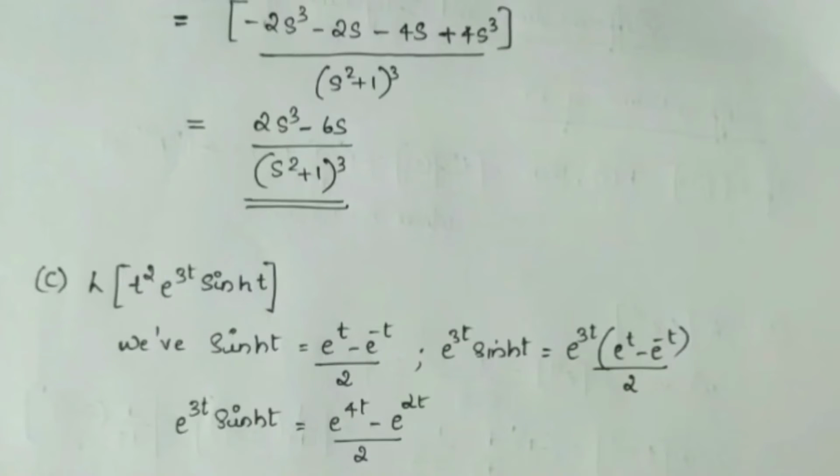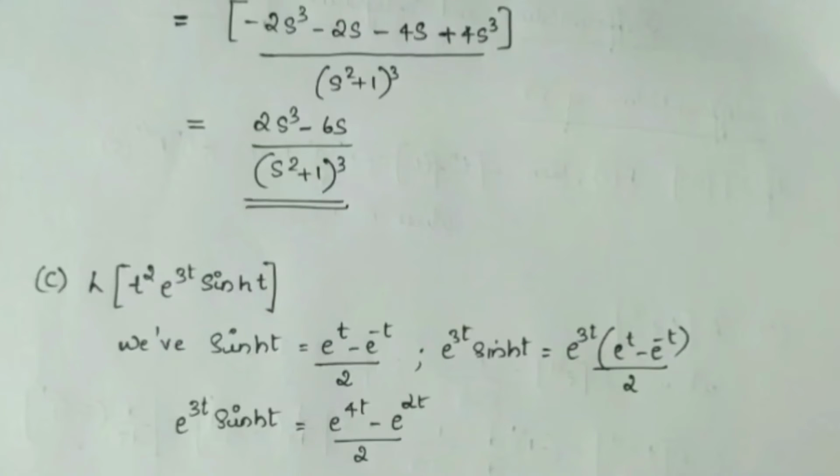Therefore, we will get minus 2s cube minus 2s minus 4s plus 4s cube by s square plus 1 the whole cube after simplifying the equation. This is equal to 2s cube minus 6s, that is minus 2s cube plus 4s cube is 2s cube, and minus 2s minus 4s is minus 6s. So, 2s cube minus 6s by s square plus 1 the whole cube.